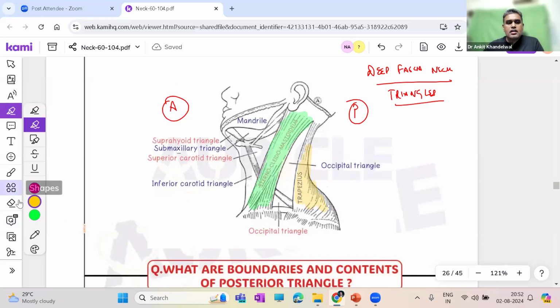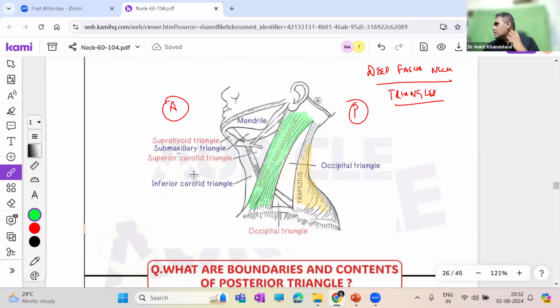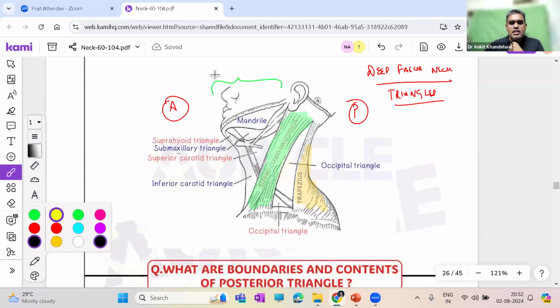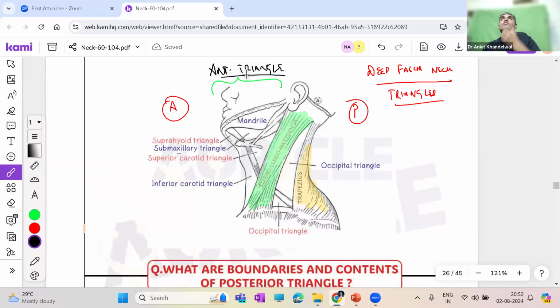Understand that in front of sternocleidomastoid, this whole front of the neck, bounded behind on both sides by sternocleidomastoid, this whole area is what is said to be the anterior triangle of the neck. From the mandible to the sternum, in front of sternocleidomastoid on both sides, this whole area is the anterior triangle of the neck. It's not a very big achievement. It's very straightforward. It is lying anteriorly.